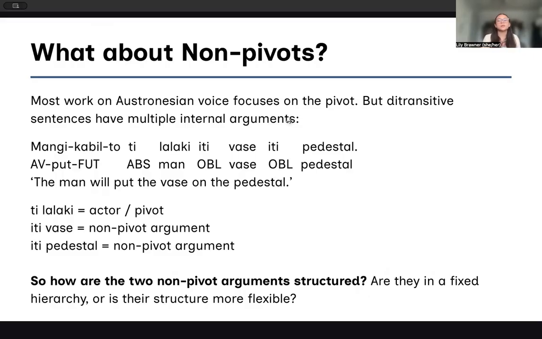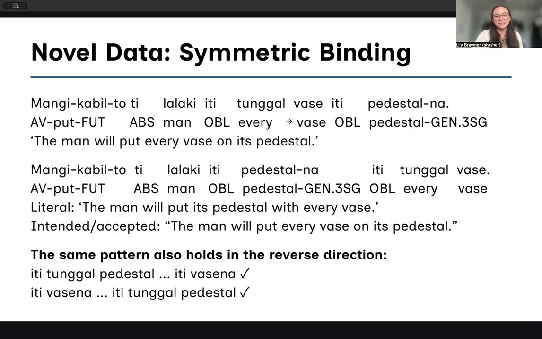So the question is not only whether the two non-pivots are ordered, it's whether the semantic distinctions that matter for voice, like patient, theme, location, and others, still correspond to fixed syntactic positions when those arguments are not the pivot. Binding gives us a way to test that. This slide shows some of the core data from my project. In the first sentence, Mangkikabilto ti lalaki iti tunggal vase iti pedestal na, the meaning is the man will put every vase on its pedestal.